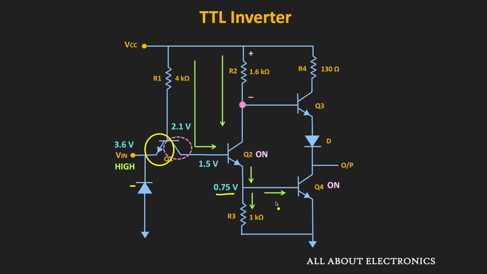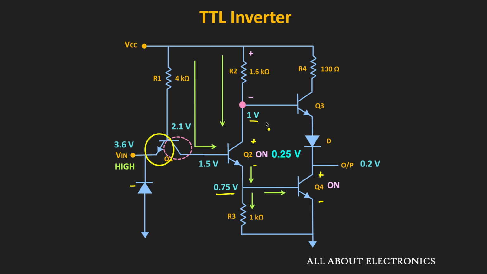Since the Q4 is operating in saturation, this voltage VCE, or the output, will be roughly around 0.2 volt. Similarly, since the Q2 is also operating in saturation, this voltage VCE will also be roughly around 0.25 volt. And therefore, if we see the voltage at this node, then that is roughly equal to 1 volt.